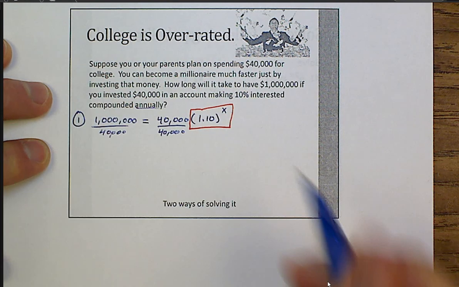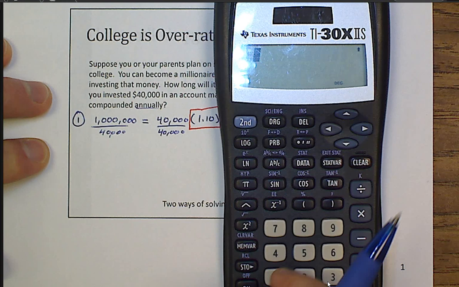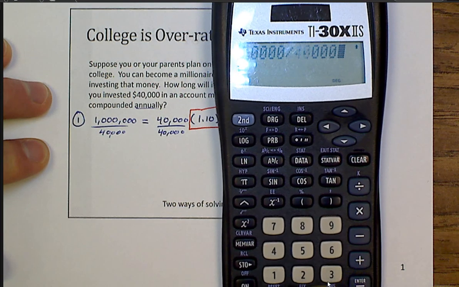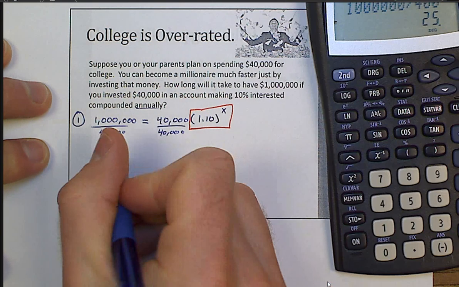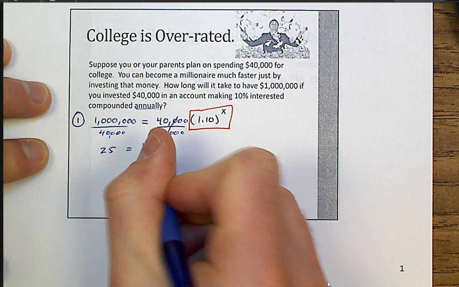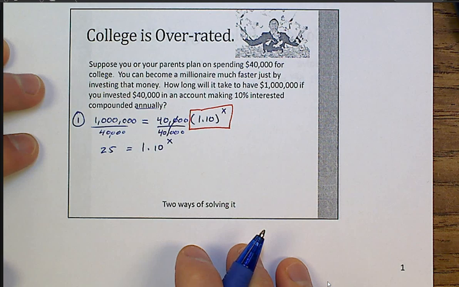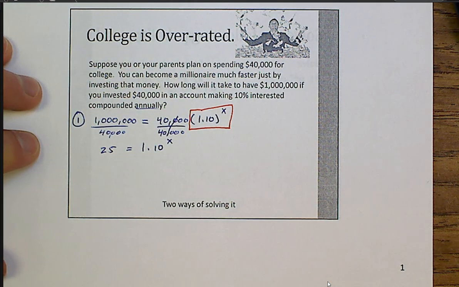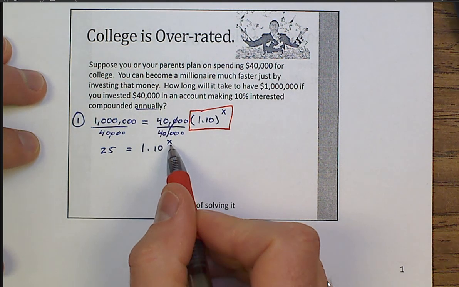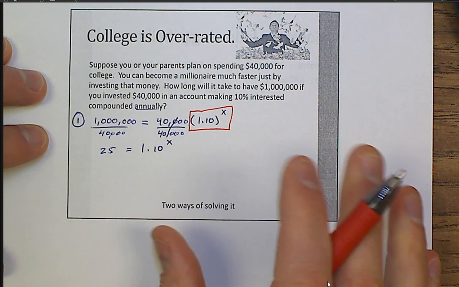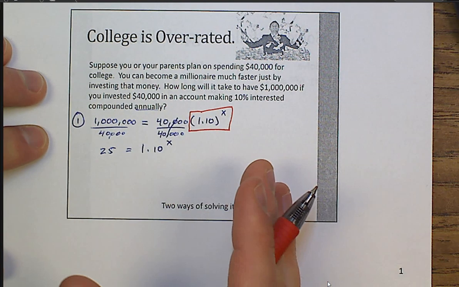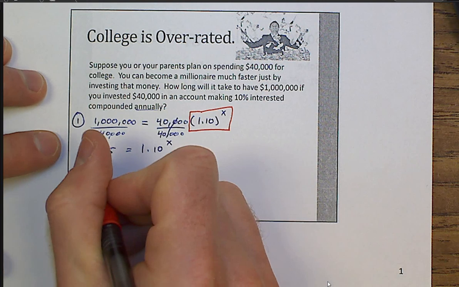You can take your calculator out. And 1,000,000 divided by 40,000 should give you 25. Excuse me. And you have 1.10 to the x. Now, when you want to solve for an exponent, we're going to introduce logs. In math, in algebra, whatever you do to one side of an equation, you do to the other. That's common knowledge. So what I'm going to do is I'm going to log both sides.